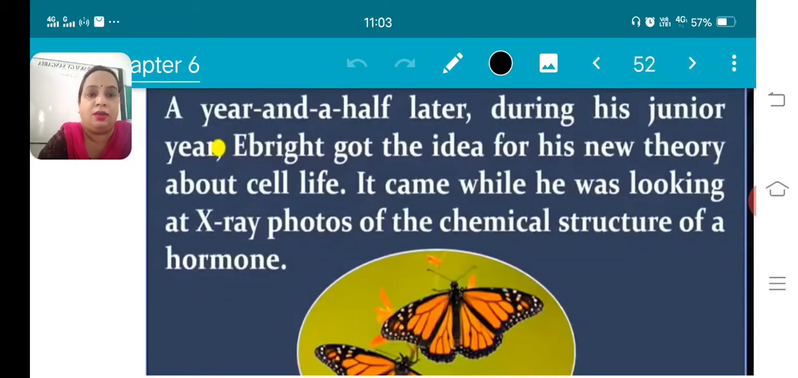A year and a half later, during his junior year, Ebrard got the idea for his new theory about cell life. It came while he was looking at X-ray photos of chemical structures of a hormone. So after 1.5 years, Ebrard got the idea for his new theory, which was about the cell's life. And the idea came to him when he was looking at the X-ray photos of the chemical structure of that particular hormone. So what he did further for that, let's see.